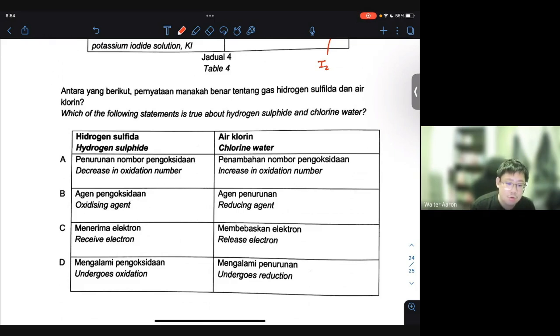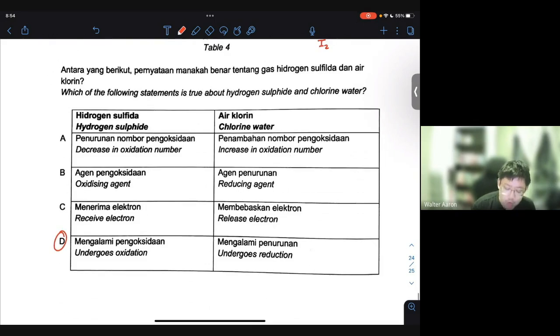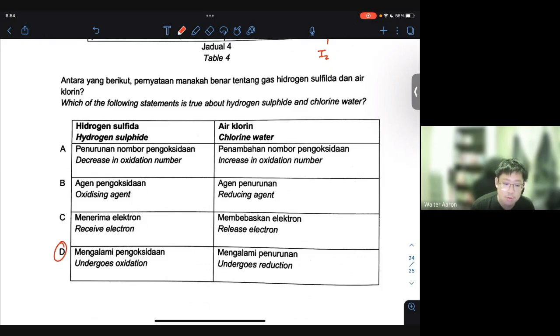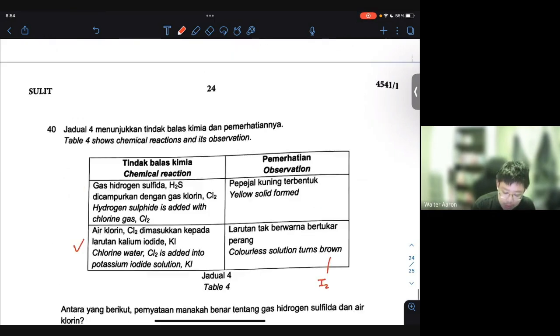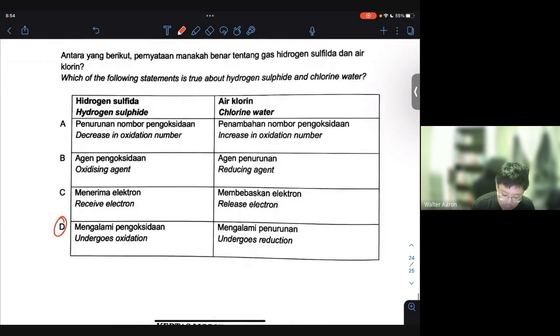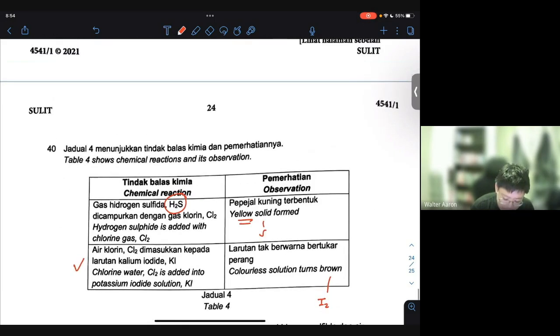So the best answer to describe the situation here will be D. Chlorine undergoes reduction to form chloride ions, and hydrogen sulfide also is losing the hydrogen. From hydrogen sulfide, it forms a yellow solid, and this indicates sulfur. So it loses the hydrogen, so it's being oxidized in a way. Therefore, the answer is D. The reason is very simple. S loses hydrogen, so it's oxidation.